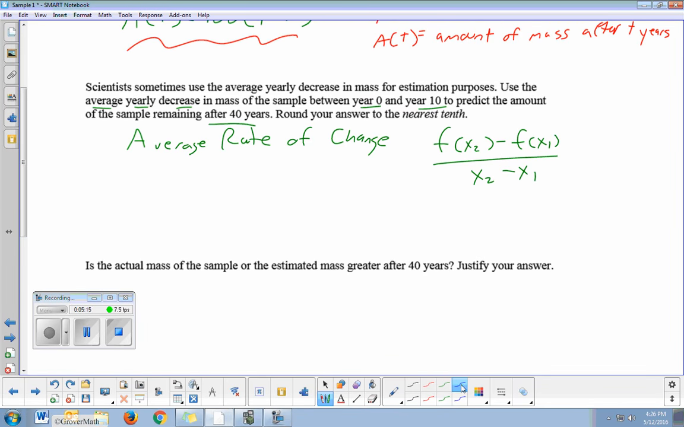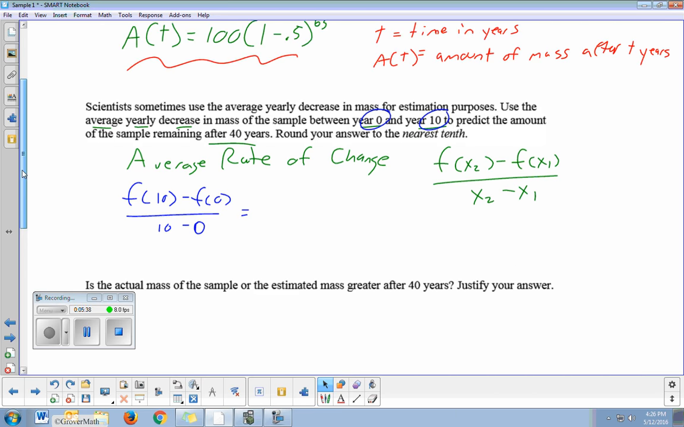But what we're going to be using this for is for year 0 and year 10. So f of year 10 minus f of year 0 divided by 10 minus 0. And remember, we always do the second minus the first when we do slope. It's the same thing here. So I have to figure out what these things are.